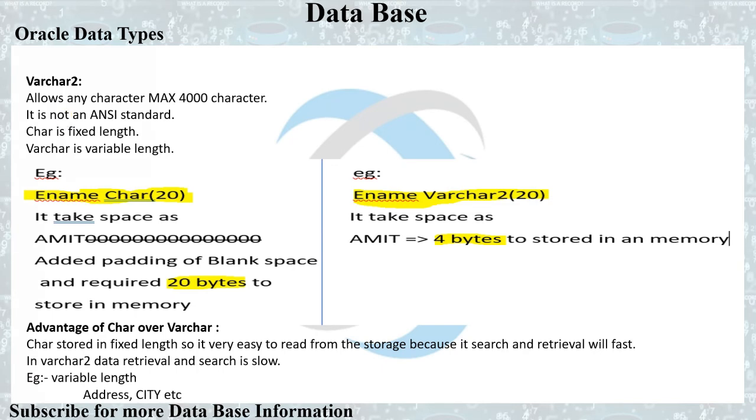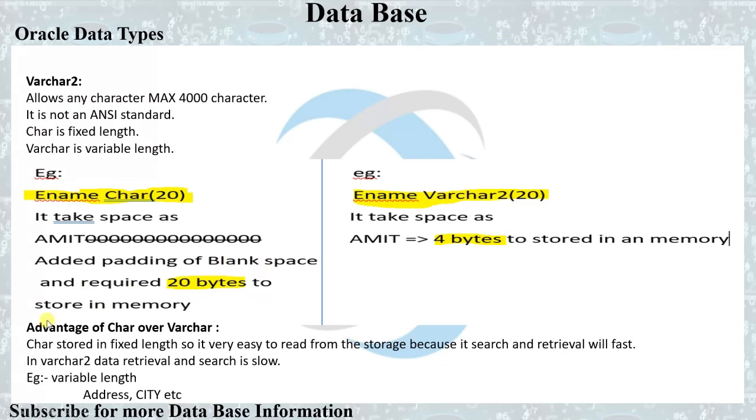What do you mean by char is fixed length, right? Example के तौर पर अगर आपने एक column रखा है ename, उसमें आपने बोला है char 20. So ename is a column which has a data type of char 20 characters. So it takes space of about 20 characters. Let's say for example you have inserted a name as Amit, but in the backend it will take space of 20 characters also. It adds padding of blank spaces and requires 20 bytes to store in memory.